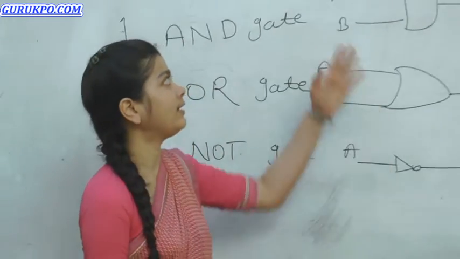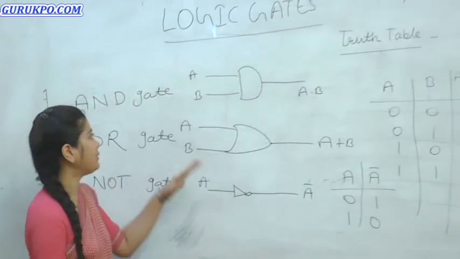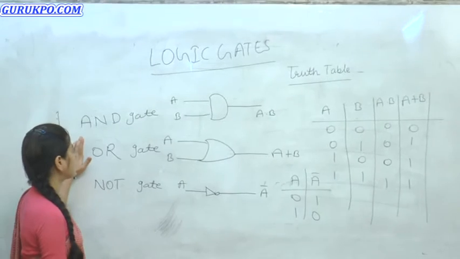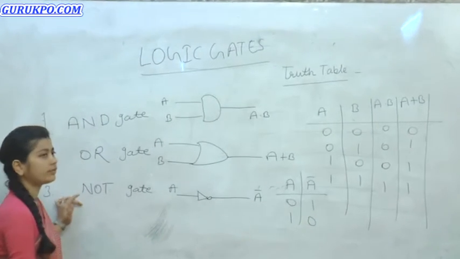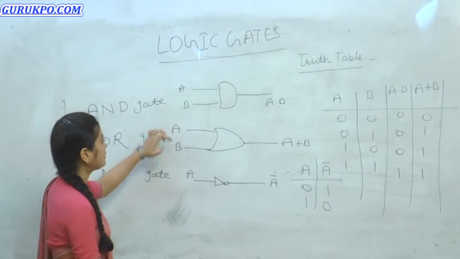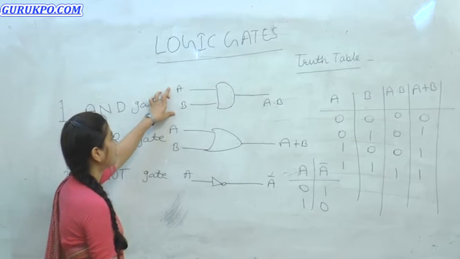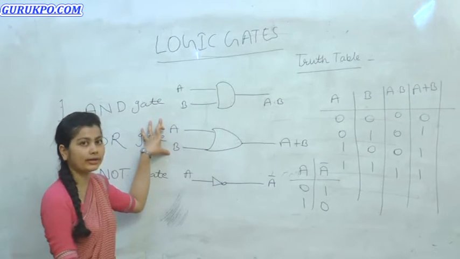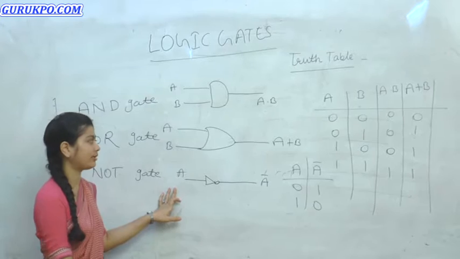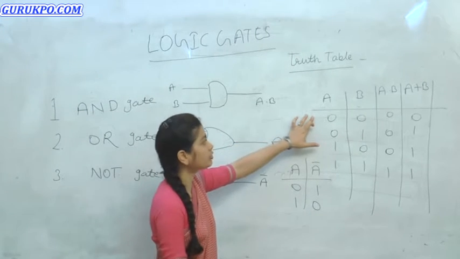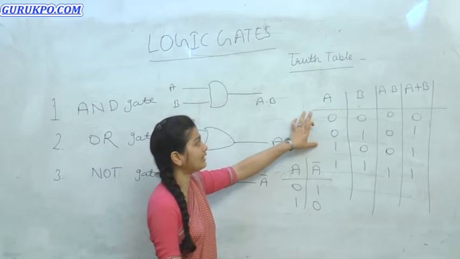Today I am discussing logic gates. There are basically three types of logic gates. First is AND gate, second is OR gate, and third one is NOT gate. These are the symbols of gates. This is the symbol of AND gate, this is the symbol of OR gate, and this is the symbol of NOT gate. This is the truth table of AND gate and OR gate.